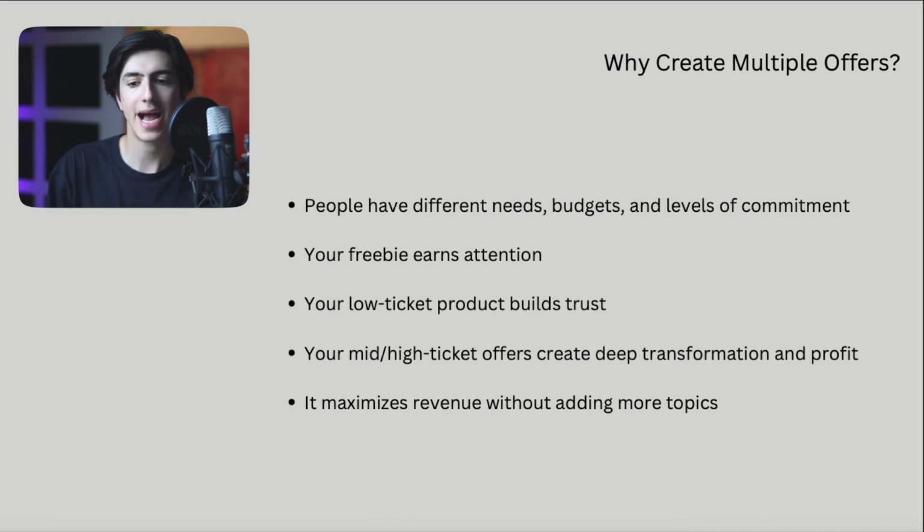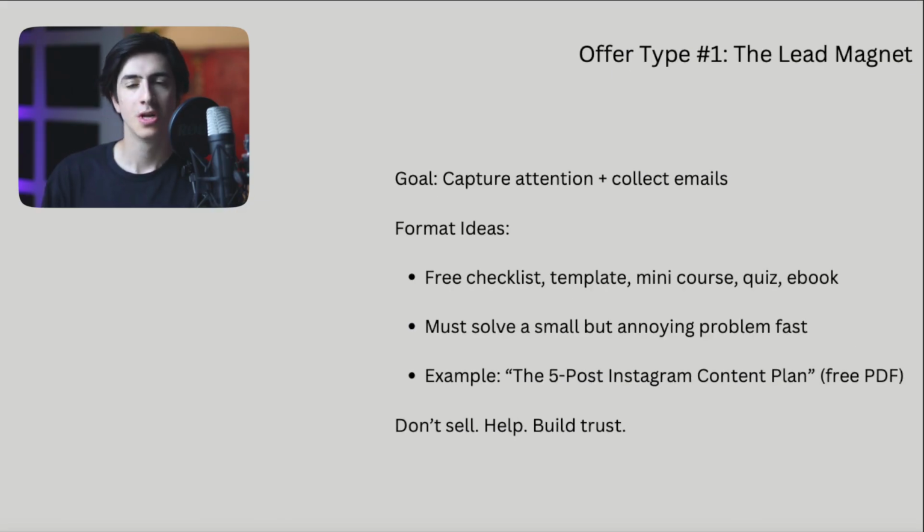Then your mid and high ticket offers create deep transformation and profit for your business. So this value ladder right here maximizes revenue without adding more topics. And of course, your lead magnet, your low ticket product, your mid ticket offer, and your high ticket offer all are under the umbrella of what you love to do, which is your passion, which we discussed in the previous lesson of this course. So let's start with your first offer here, right?